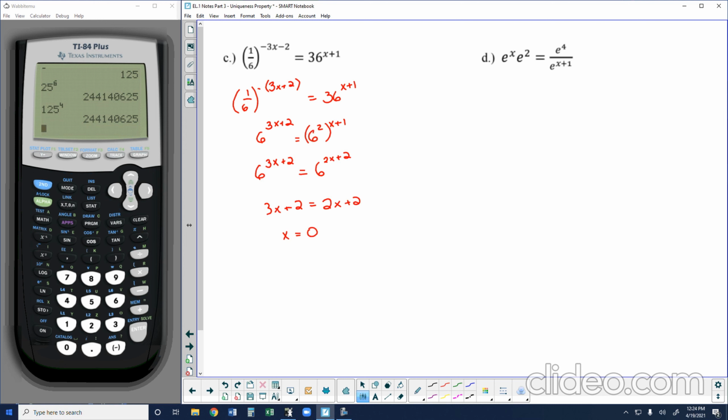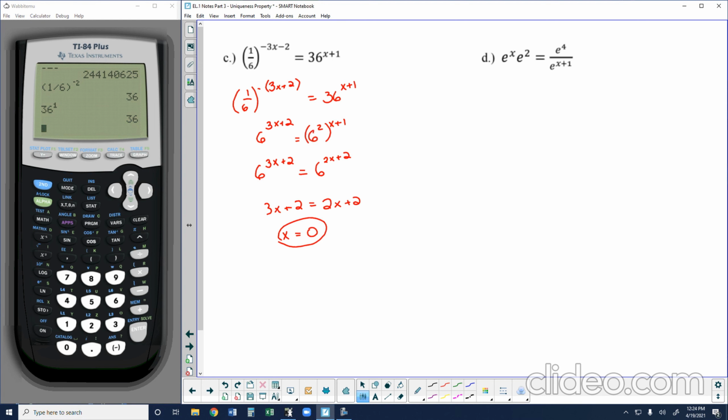Now, let's check this to make sure that this is accurate. So I would have 1/6 to the -3 times 0, which would just eliminate. So 1/6 to the -2 power, which is 36. If I had 36 to the 0 plus 1 power, that would be 36 to the first power. So they would both be equivalent. So the uniqueness property allows us to solve for variables in exponents if we can get the equation to have the same base on both sides.